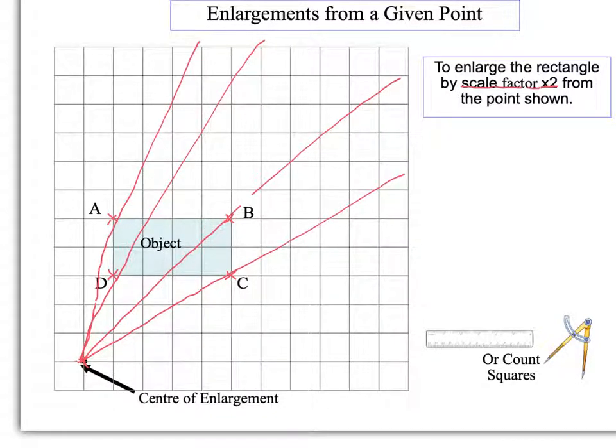These are your ray lines, and they are important because they are a quick double check. They let us know that we have our image in the right position. Now I can do one of two things.